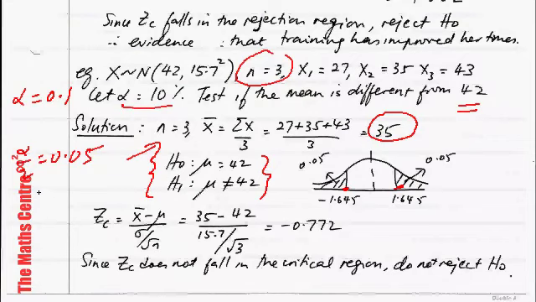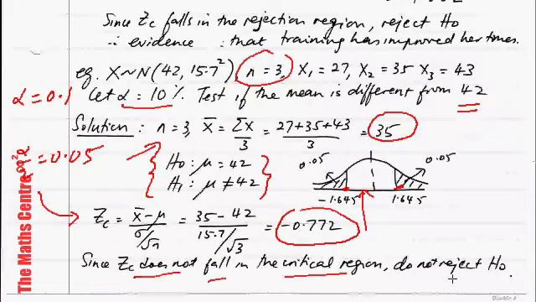Now what's left? We have to work out z calculated, which is x bar minus mu over sigma over square root of n. Plug in all the values. 35 minus 42, sigma we know is 15.7 divided by the square root of 3. You work it out, you will get negative 0.772, and that is somewhere here. So z calculated does not fall in the critical region, therefore do not reject H0.